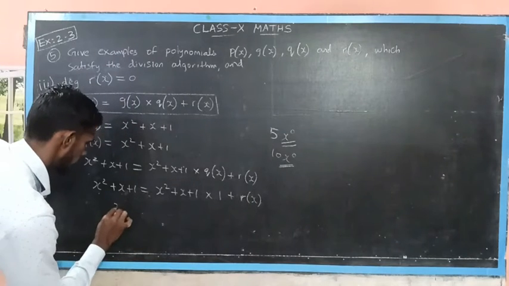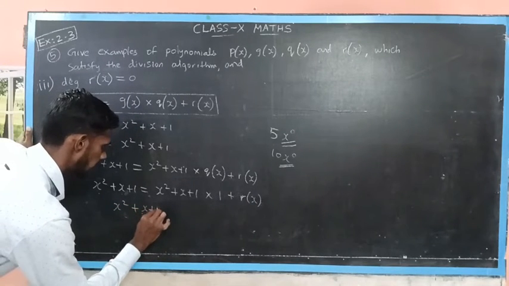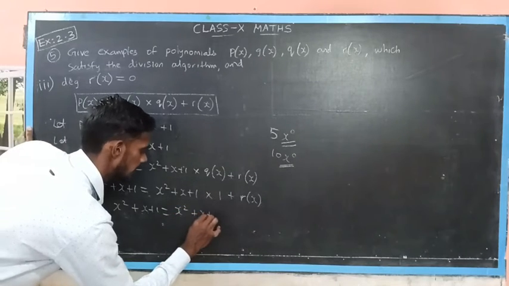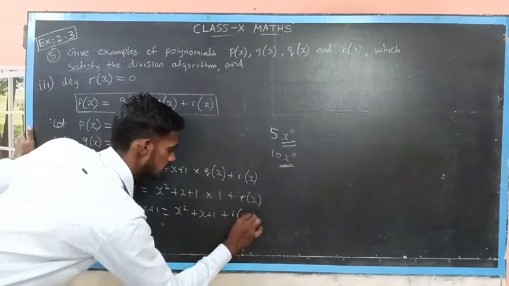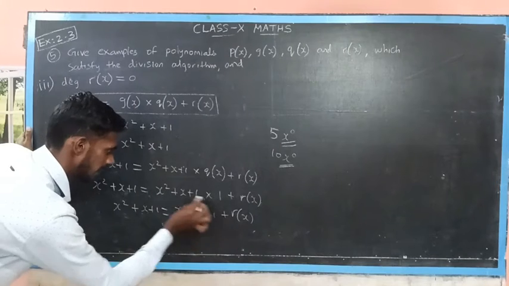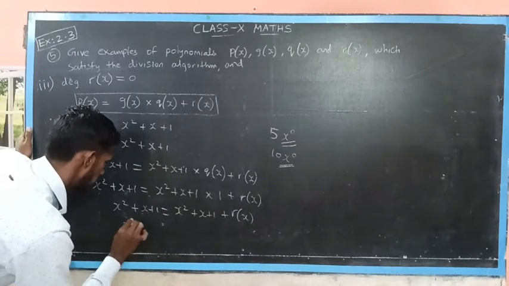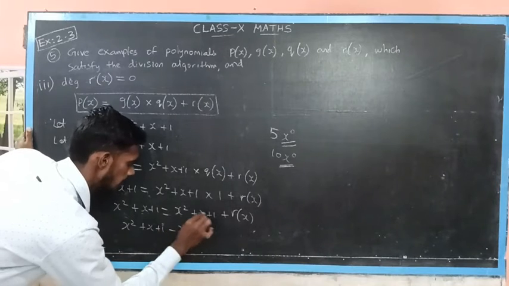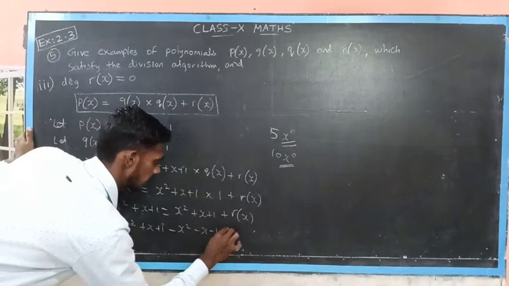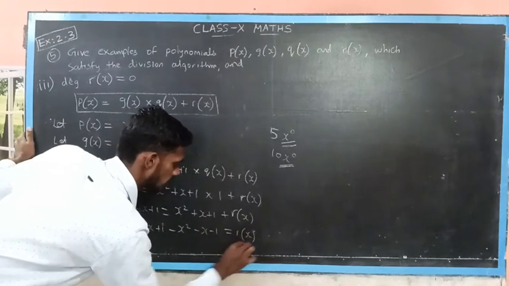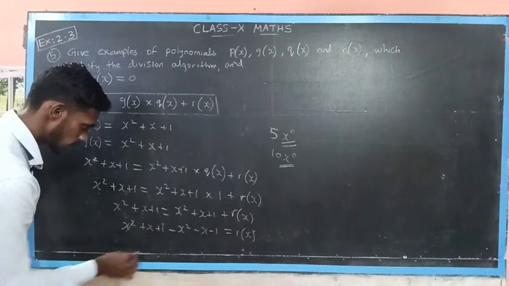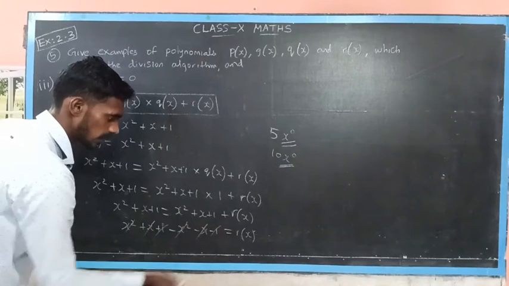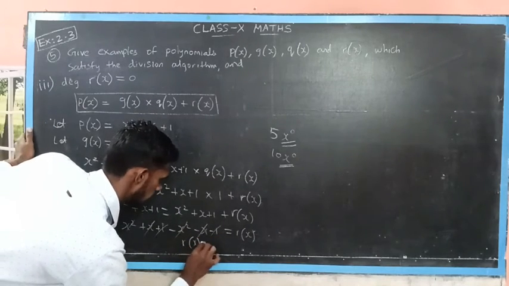Okay. Now see here, it is x square plus x plus 1, then 1 is multiplied with this expression, the same expression will be obtained, plus R of x. Okay. See, I am taking these three terms to left side, it will become x square plus x plus 1 minus x square minus x minus 1. I am keeping R of x at right side. Okay. Now see here, plus x square minus x square plus x minus x plus 1 minus 1. The value of R of x is 0.